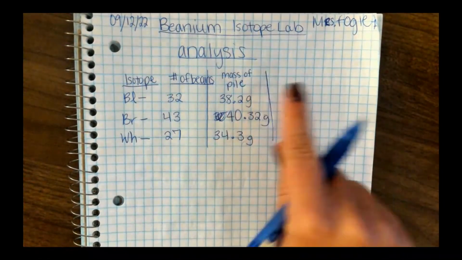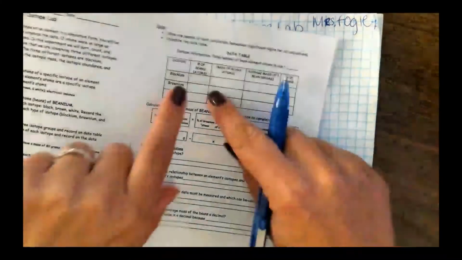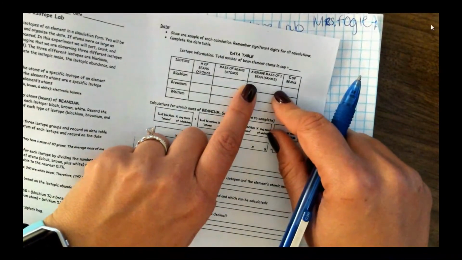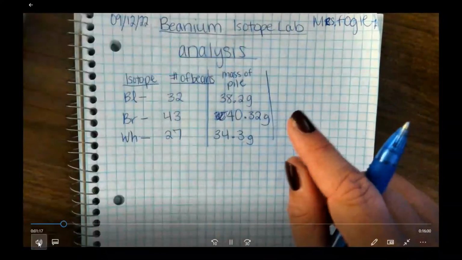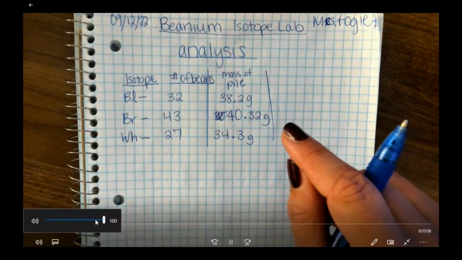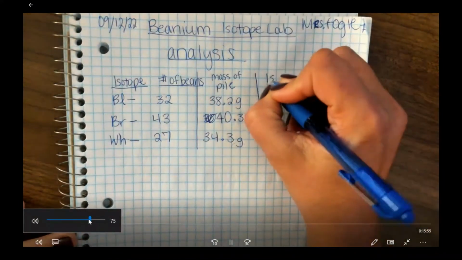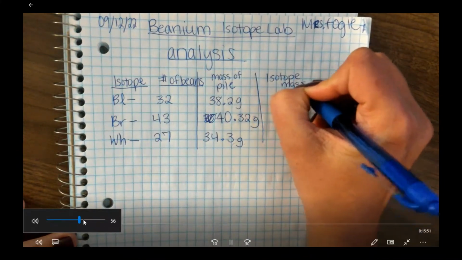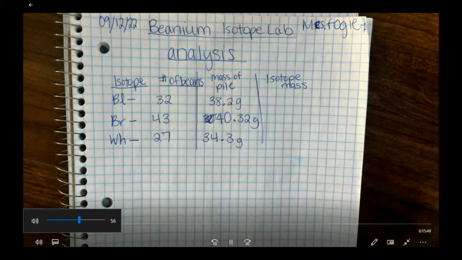All right, your next column. So on our data table right here, it says average mass of one bean. So that's great because that tells you what we had to do, but it doesn't help you with your final calculation, and that's what I'm trying to help you with right now. So I need you to put the isotope mass. Okay, put your isotope mass.